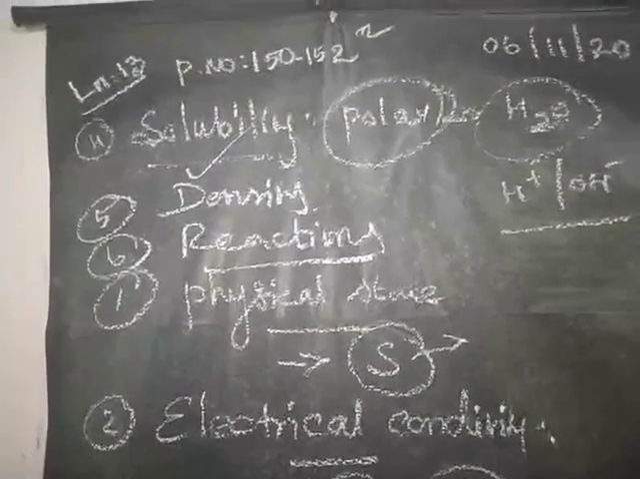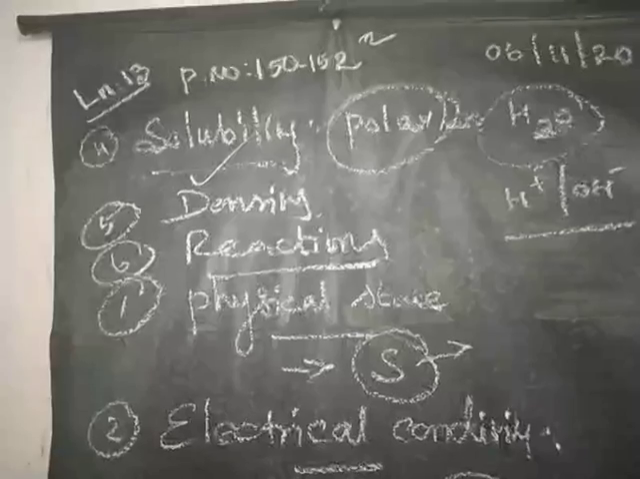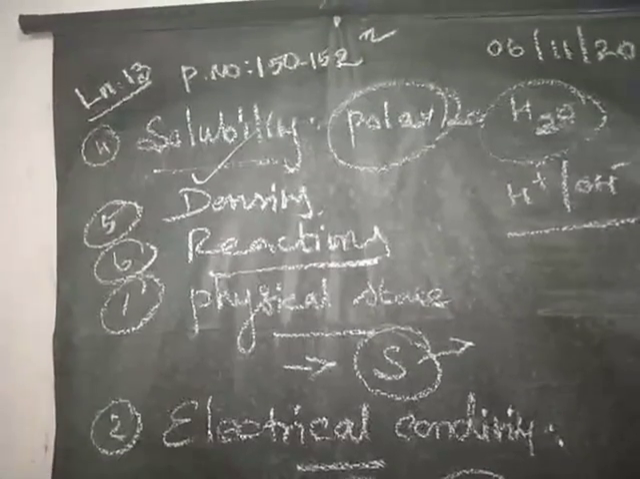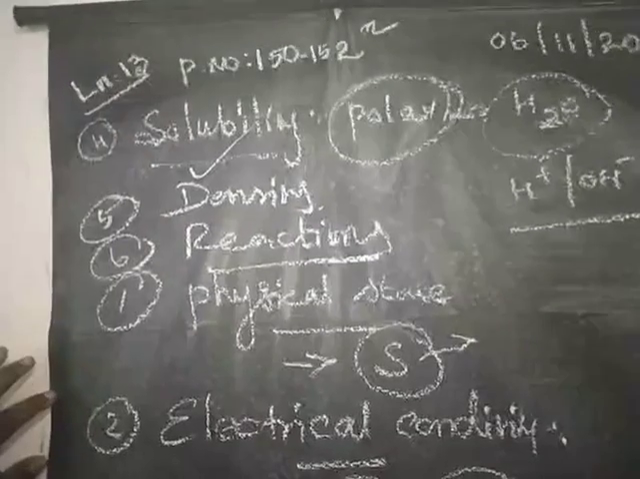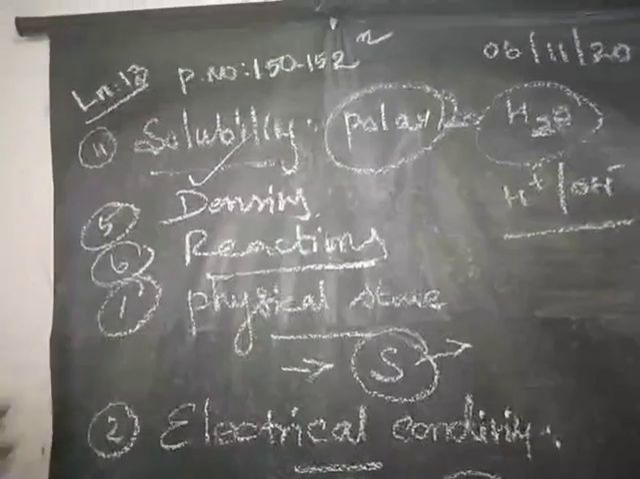Okay, so that's all, today's class is enough. The ionic bond is over. Next class we will see the covalent bond, and one more bond, the coordinate bond. The remaining two bonds we will see in the next class.